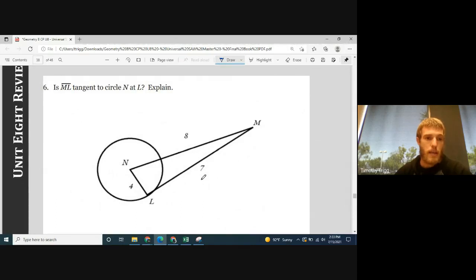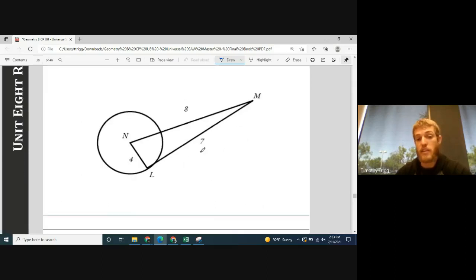Number 6, is ML tangent to circle N at L? So to tell if something is tangent, what you're going to do is you want to check to see if this is a right triangle. Because if it's a right triangle, then we know that this is a right angle, which means we know that this is tangent. So how do we check to see if it's a right triangle? Well, we could check the Pythagorean theorem, a squared plus b squared. And we want to see, does it equal c squared? So will it equal like that in this case? This will only be equal if this is a right triangle.